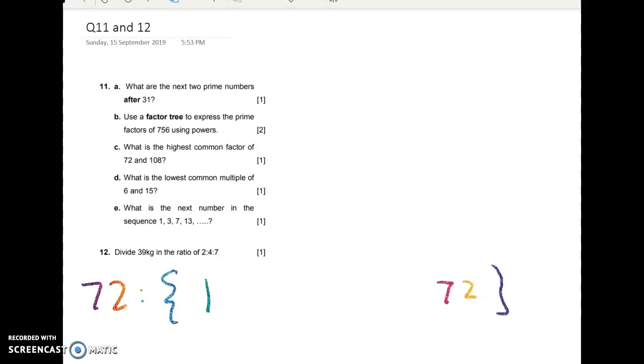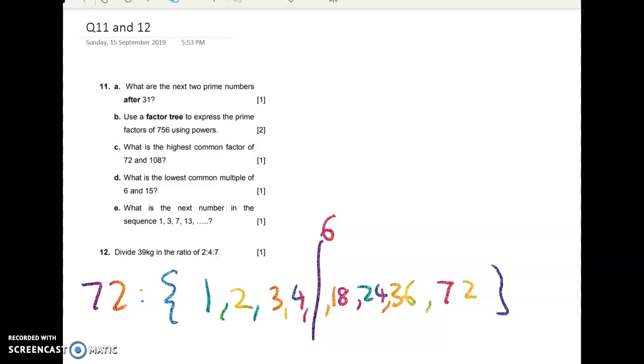1 and 72. 2 and 36. 3 and 24. I'm going to run out of space. 4 is a factor of 72. 4 18s are 72. And I have run out of space. Oh dear. Right, so 4, 5's not a factor. 6, 12s, and lastly 8, 9. So 72 has a lot of factors.